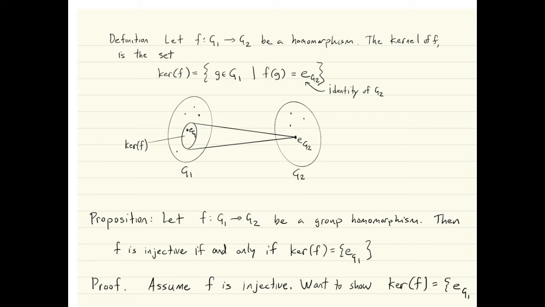Now we can introduce an important definition associated to a homomorphism, and that's the kernel. So let f from G1 to G2 be a homomorphism. Then the kernel of f is the set of elements in G1 that map to the identity element in G2. So in notation, it's those elements g on the domain side, such that f of g is equal to the identity element of the target side.